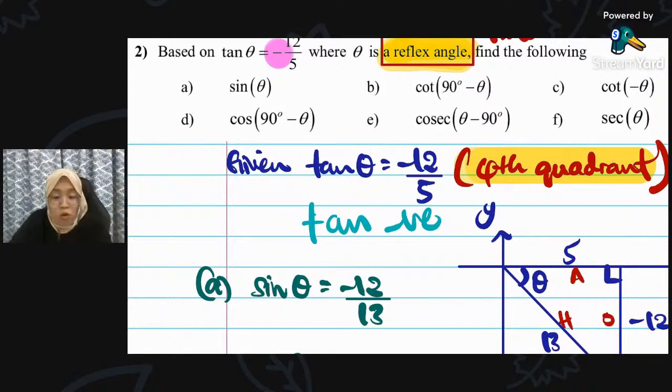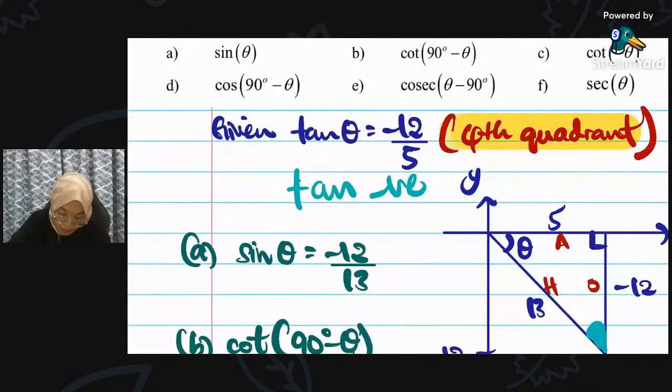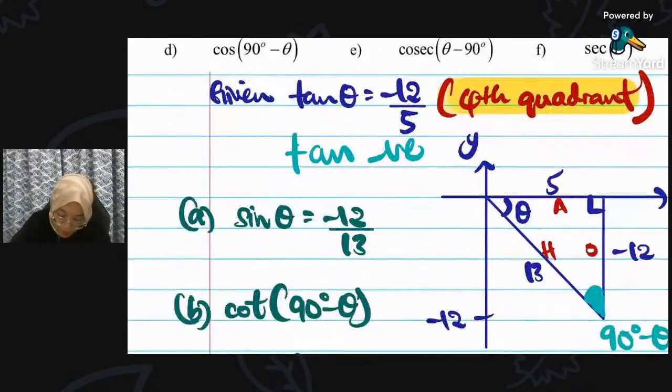kenapa dia dekat 4th quadrant bukan dekat 3rd quadrant. It is just simply because negative 12 is, how do I explain this?